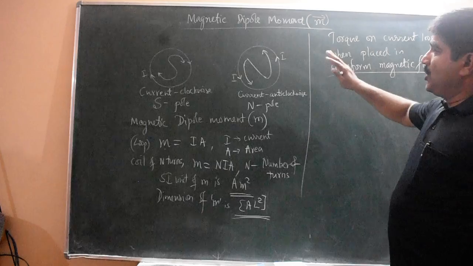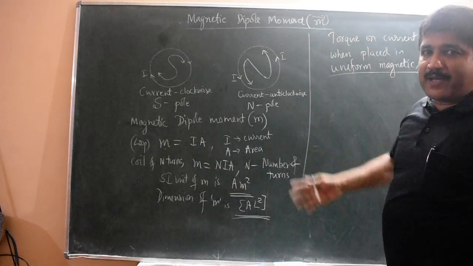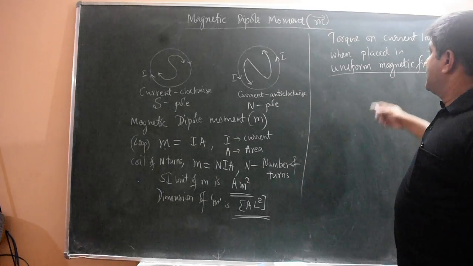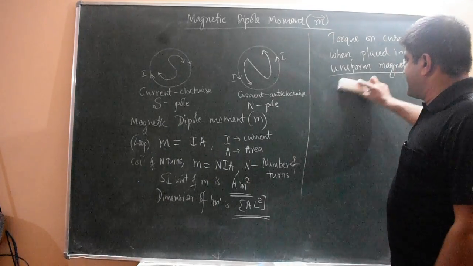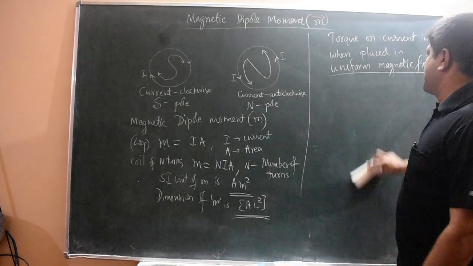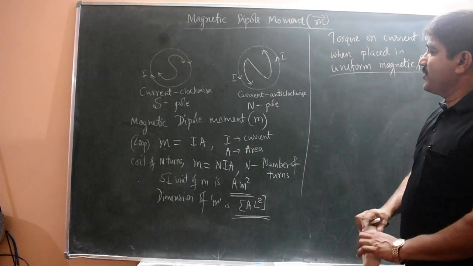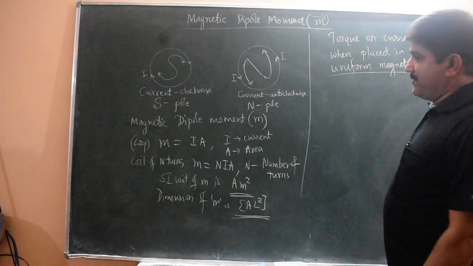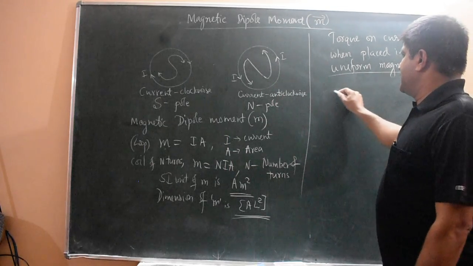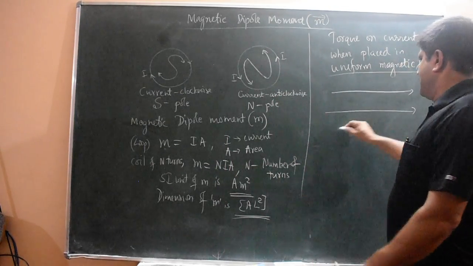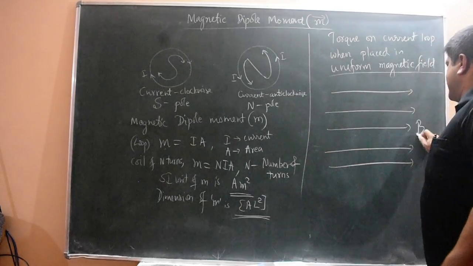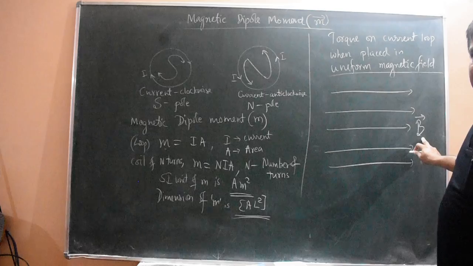Now such a loop is placed in an external magnetic field, meaning that field is produced by some other source. Whenever the loop is placed in an external magnetic field, it will experience a torque. Let me show the diagram here. So this is the direction of the field, external magnetic field B vector.